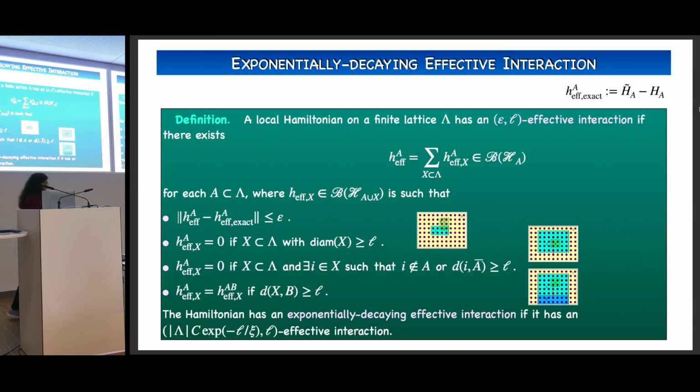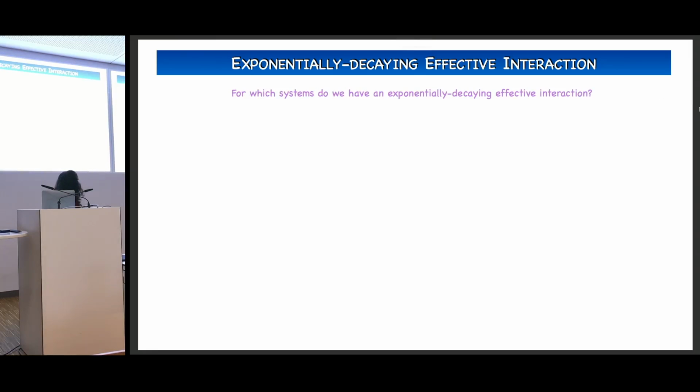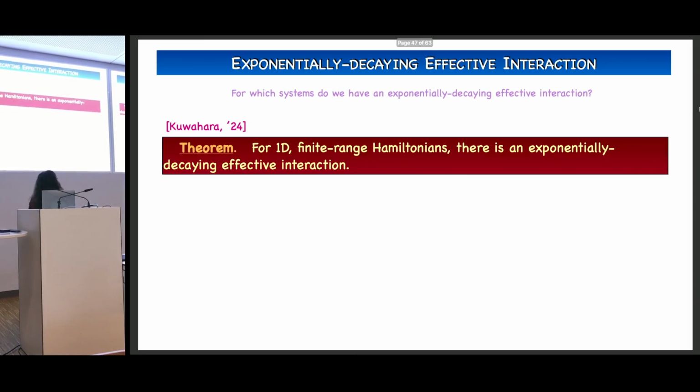Okay, so now I know that this part was a bit messy, but you can forget about this, because the only important thing that we need is that we have examples for this property, right? And the first example that we have is that any 1D finite range Hamiltonian has an exponentially decaying effective interaction, okay? This is something that was proven by Kuwahara, so at least we have a very large class of examples here.